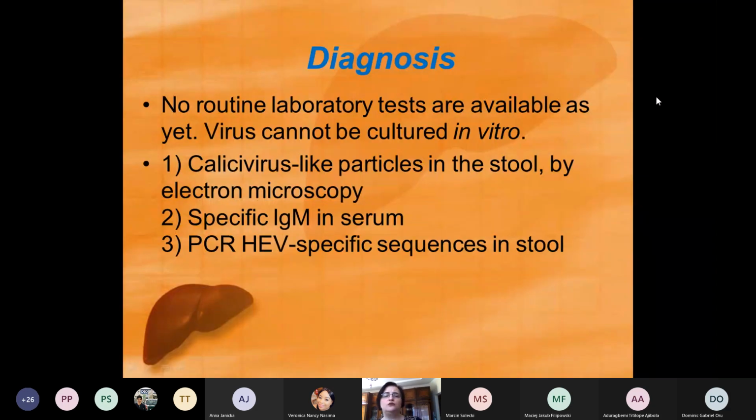No routine laboratory tests are available as yet. Virus cannot be cultured in vitro. That's why it's interesting and hard for investigation. Calicivirus-like particles in stool by electron microscopy. Specific IgM, polymerase chain reaction, HEV-specific sequences in stool.